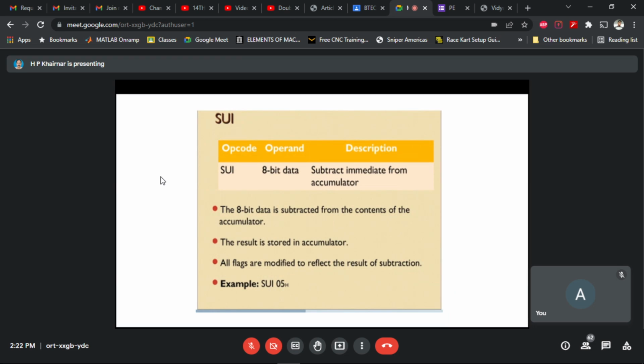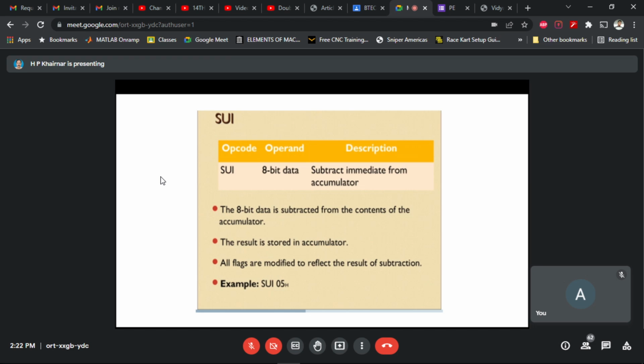Right now, you are observing "subtract immediate from the accumulator." The meaning of this instruction is that you are trying to subtract the 8-bit data directly from the content of the accumulator. See, vice versa is not possible. That is, you cannot subtract the accumulator content from the data given. The data given has to be subtracted from the accumulator content. That is the only possible thing, and that is what the format says.